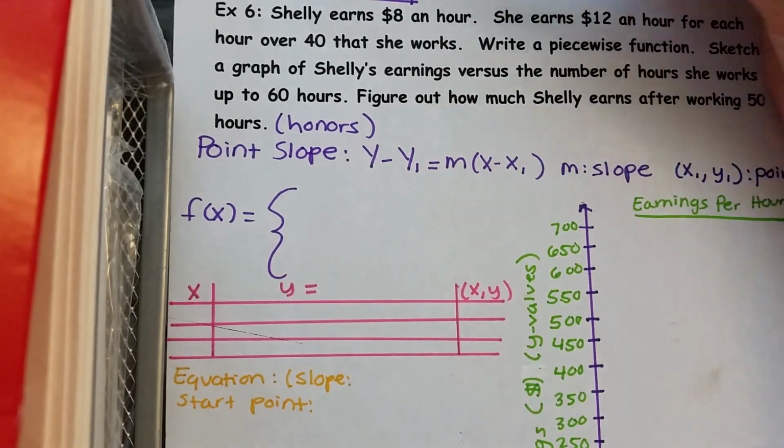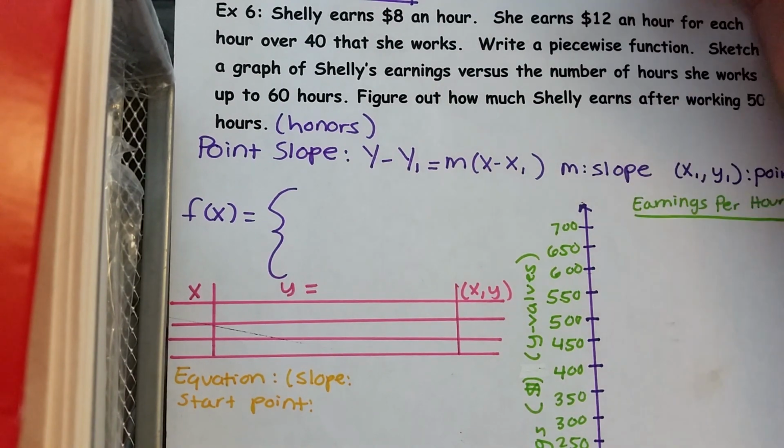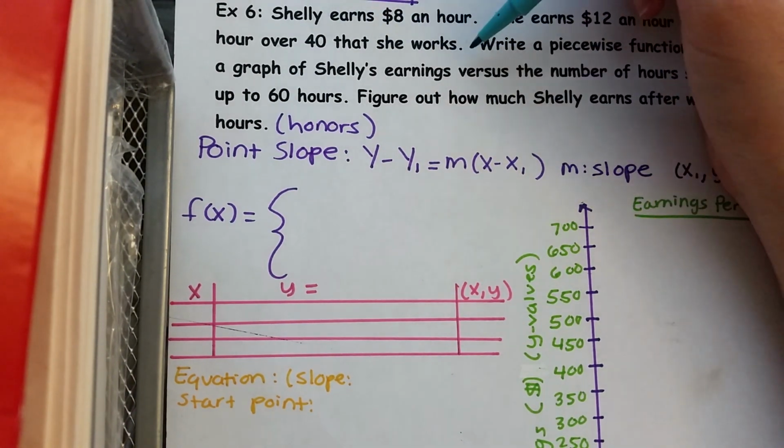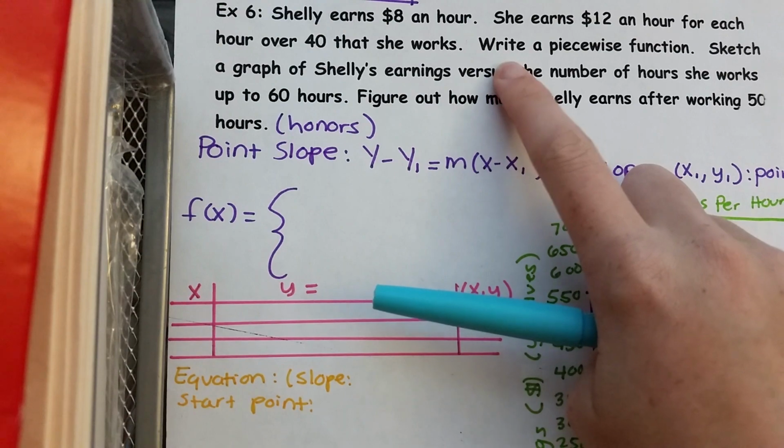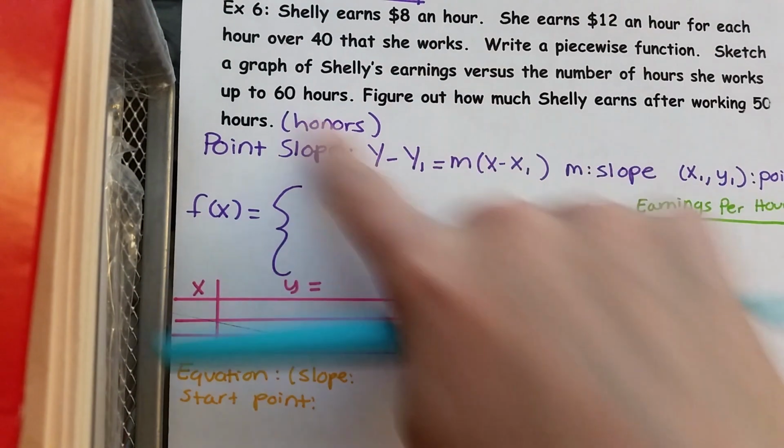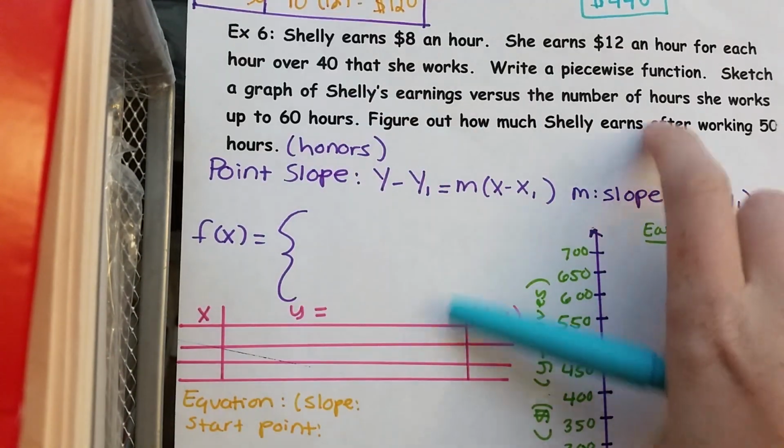So we already know this first part. Shelly earns $8 per hour. She earns $12 an hour for each hour over 40. What we'll be doing is writing a piecewise function to represent this scenario.